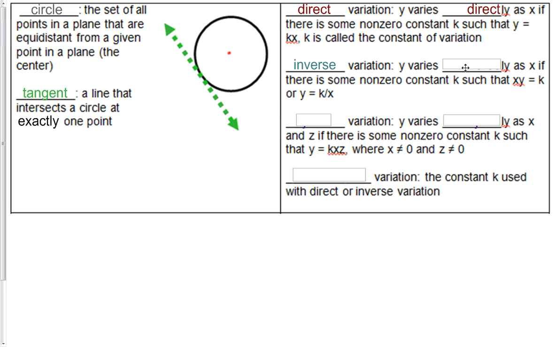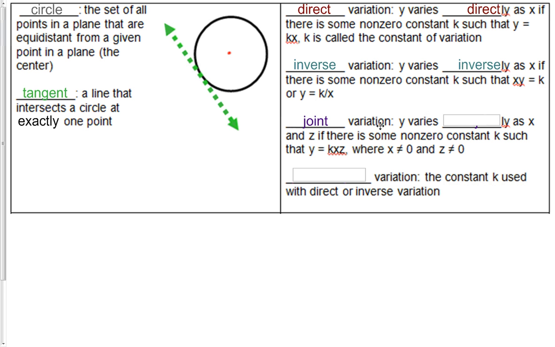Inverse variation. y varies inversely as x if there is some non-zero constant k such that xy equals k, or y equals k over x. What this means here is that as y goes up, x goes down. When there are no fractions, x and y will end up being on the same side of the equal sign. So unlike direct, where when there's no fractions, they're on opposite sides, with inverse relationships, they're on the same side when there are no fractions.